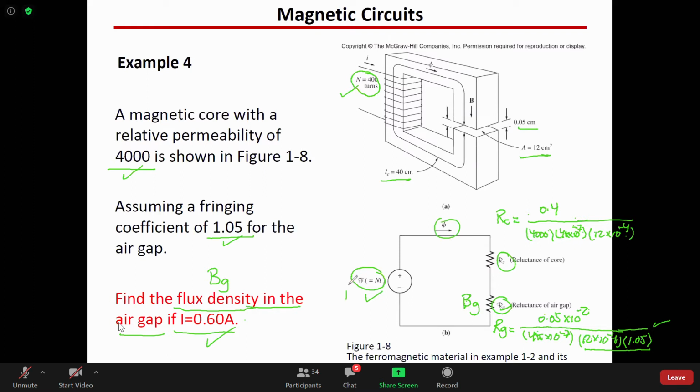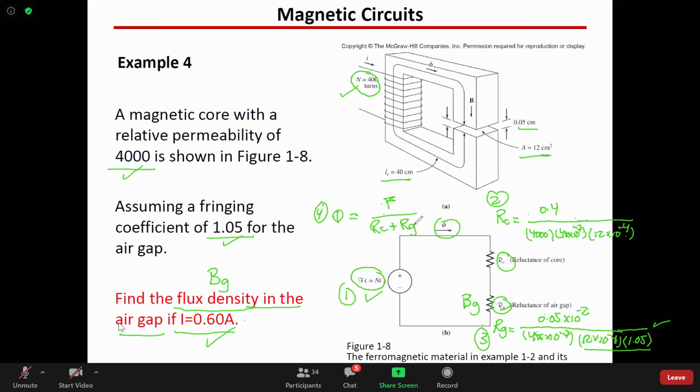So this is 1, this is 2, this is 3. 4 will be the flux, which is equal to F divided by R_C plus R_G. How many fluxes do we have in this circuit? Only one, similar to the current in an electric circuit.